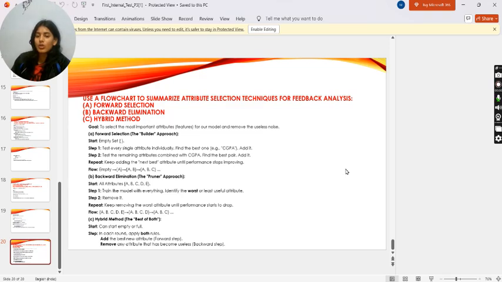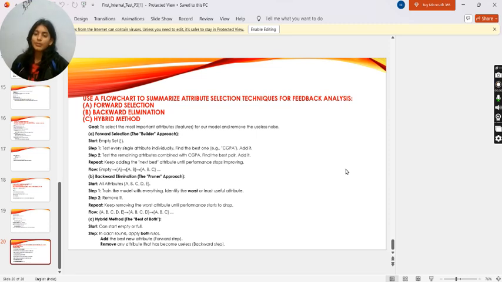Step 1, train the model with everything. Identify the worst or least useful attribute. Step 2, remove it. Repeat, keep removing the worst attribute until performance starts to drop. Flow is A, B, C, D, E, then A, B, C, D, then A, B, C.